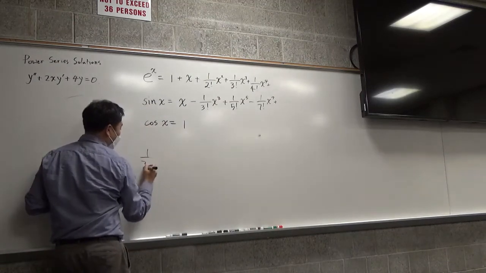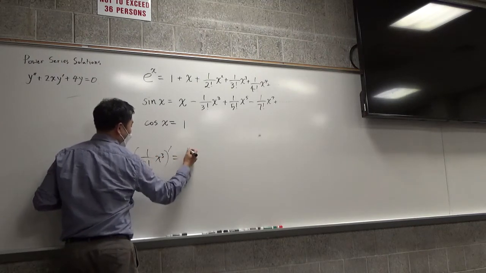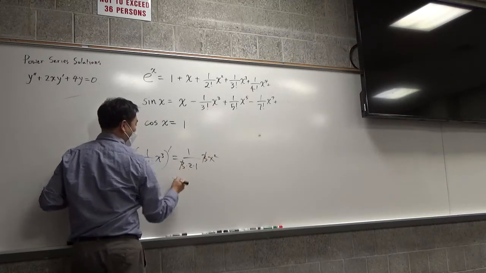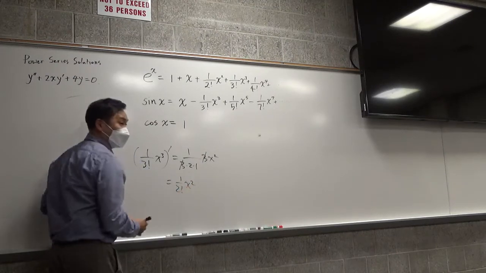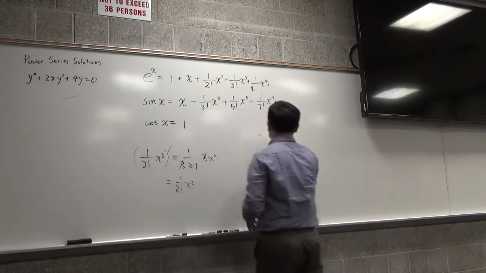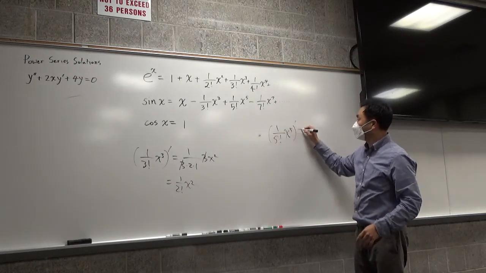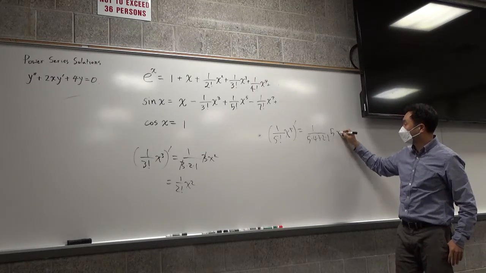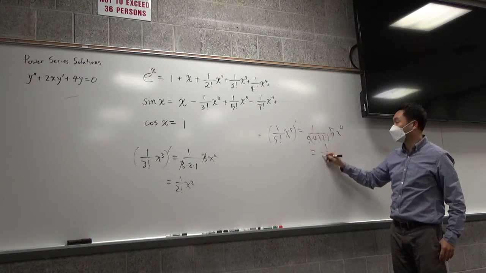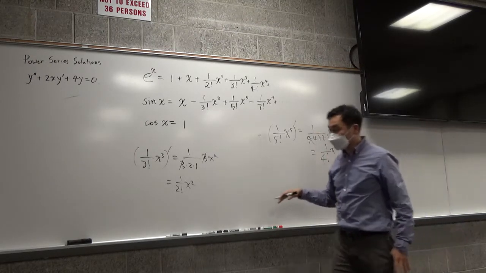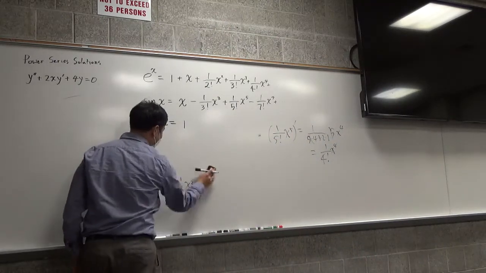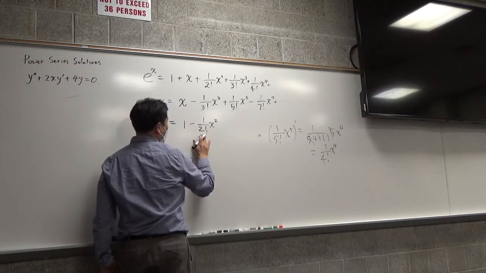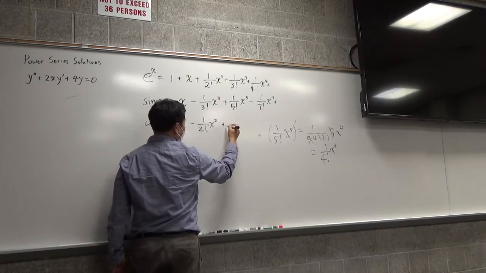Now, if you have 1 over 3 factorial x cubed, then if you differentiate, this is 3 times 2 times 1, and this gives you 3x squared, and the 3 cancels, and you end up with 1 over 2 factorial x squared. Same thing happens with 1 over 5 factorial x to the 5th. If you differentiate, this will be 1 over 5, 4, 3, 2, 1 times 5x to the 4th. These cancel, and you end up with 1 over 4 factorial x to the 4th. So once you see this pattern, the derivative will be the same kind of format: factorial down here, some power, but one less.